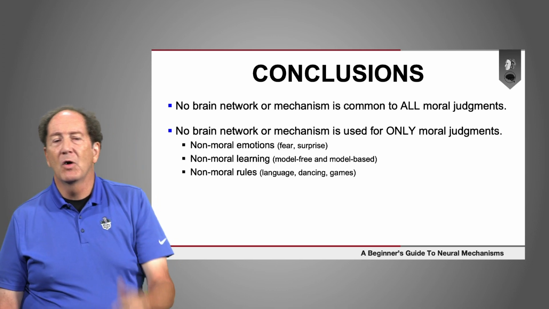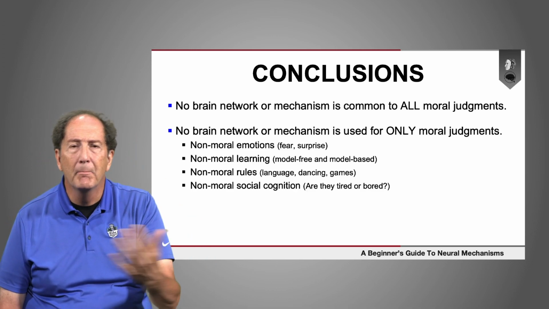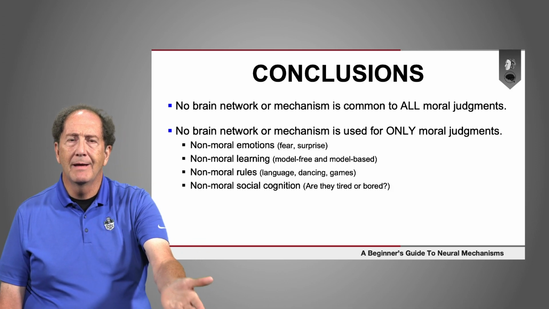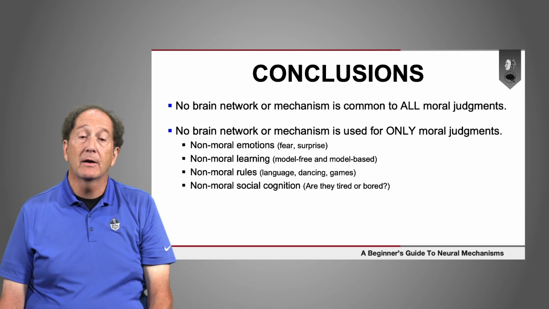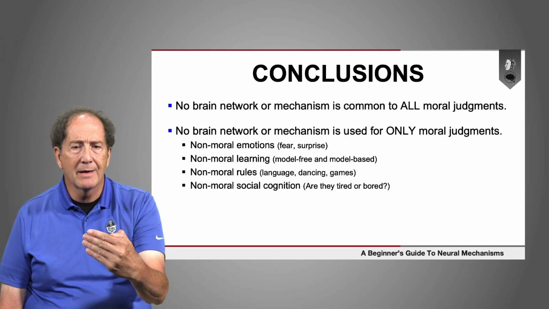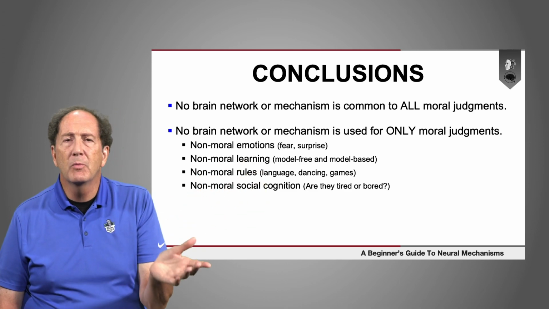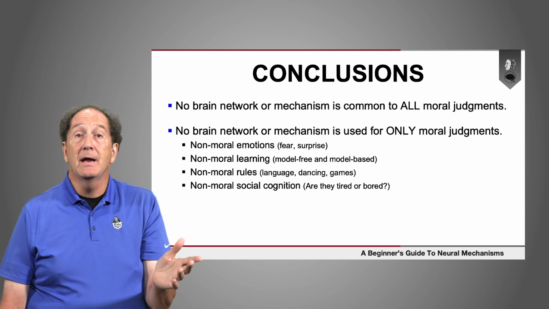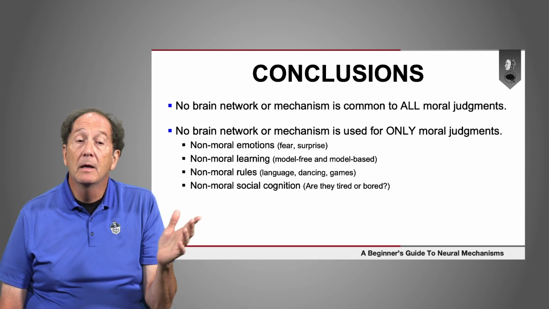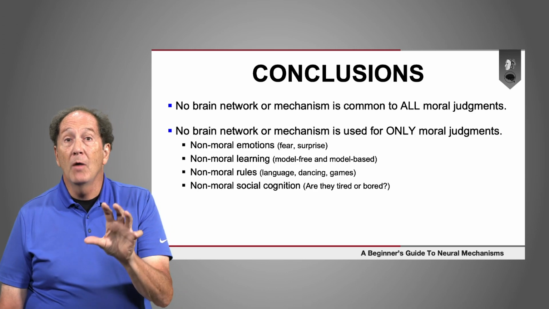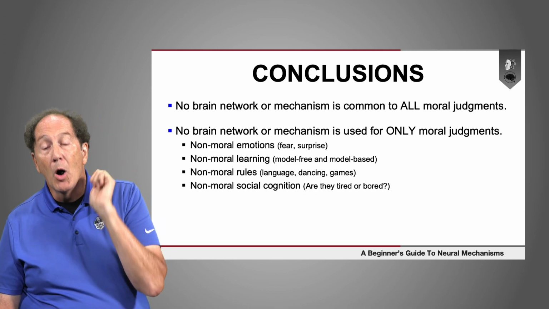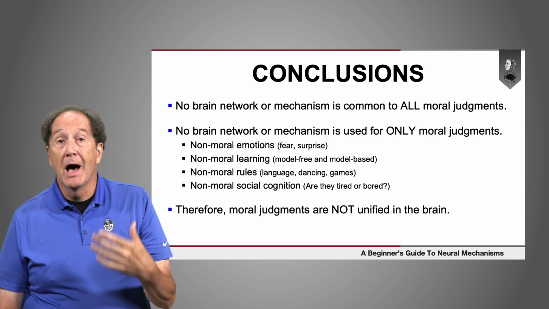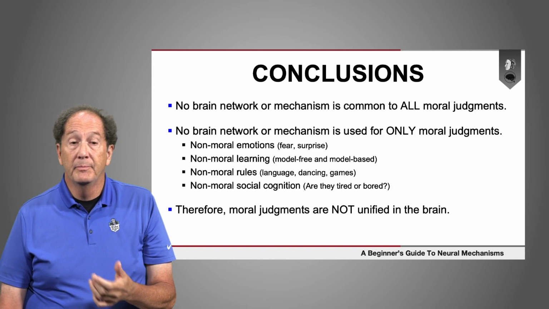Sure, morality involves social cognition. You have to be able to read the minds of the people that you are judging as agents, but also of the victims who get hurt in the scenario. So it involves social cognition, but there's lots of social cognition. Like when you're talking to someone, you have to figure out whether they're bored with what you're saying. And that's reading their mind in a way. So all of these things are involved in morality, but they're not involved only in morality. And therefore, moral judgments are not unified in the brain.